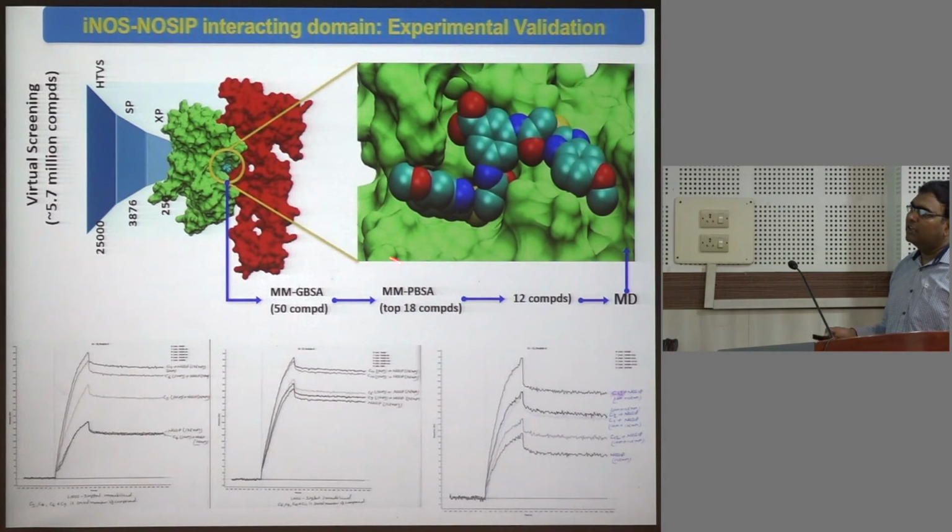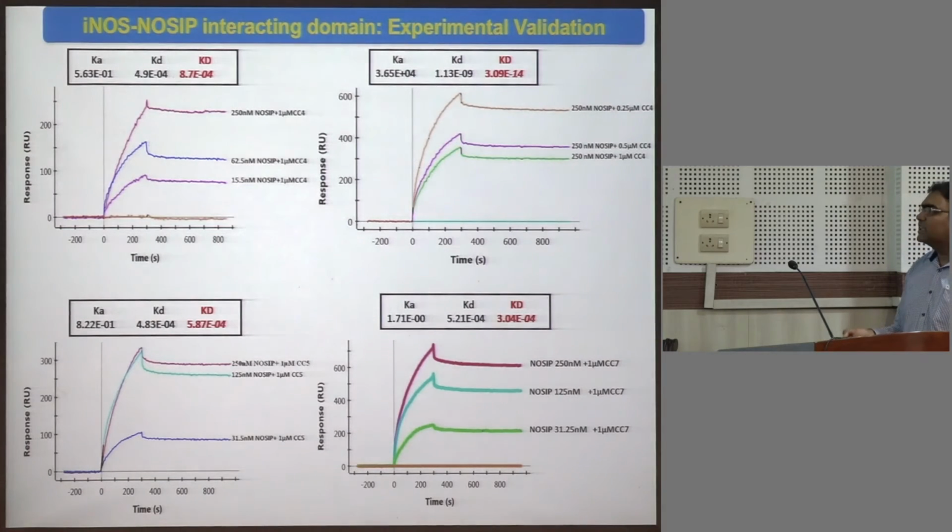From 50, we filtered down to 18, and from 18 we performed biological experiments on 12 compounds. In vitro, 7 compounds are already working perfectly. These 7 compounds are now being tested in vitro in animal models. These are the compounds which are working. You can see the KD values, they are all in the nanomolar range.